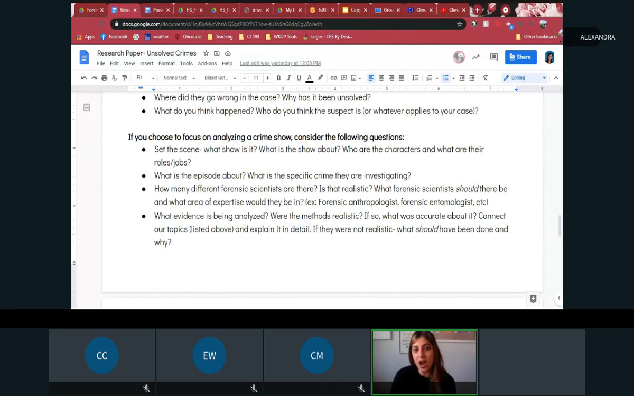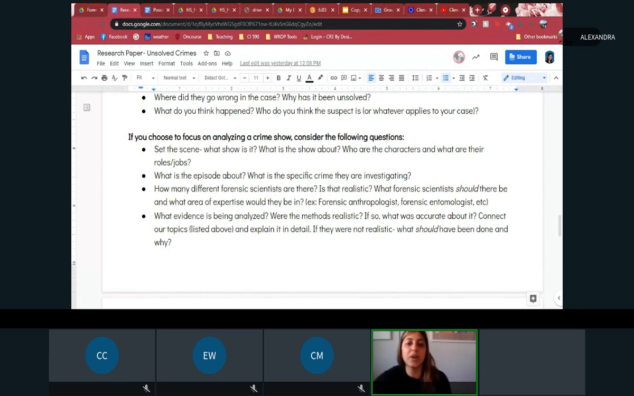So depending on the crime, should there really be a forensic anthropologist? Maybe you found bones, right? Maybe there's bones that were found that were dug up, and then that means there needs to be a forensic anthropologist. Maybe the episode tells you about how the body has been dead for a while, and they needed a forensic entomologist to figure out how long the body has been dead for, right? All of that stuff. So then what evidence is being analyzed?